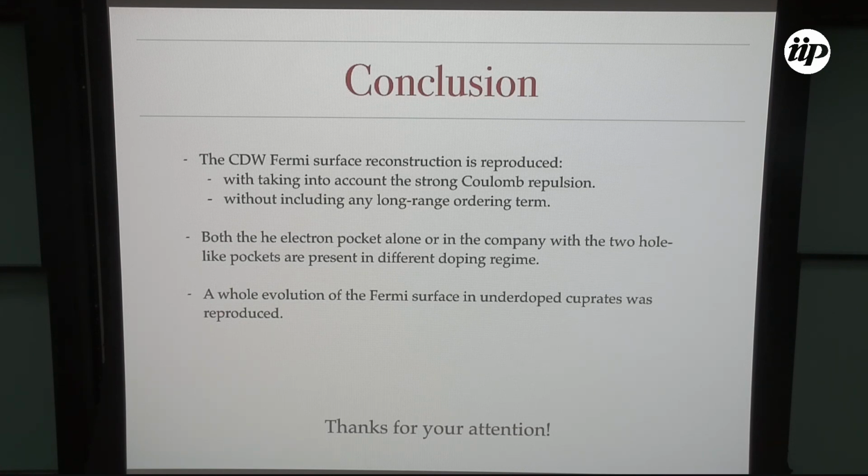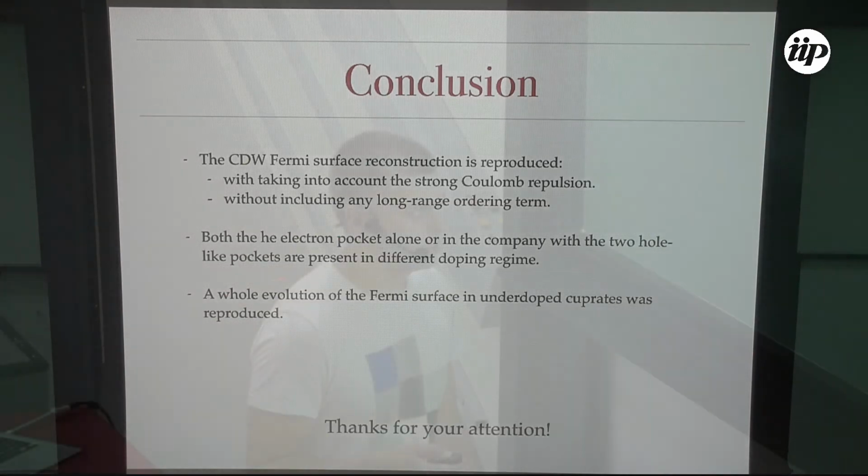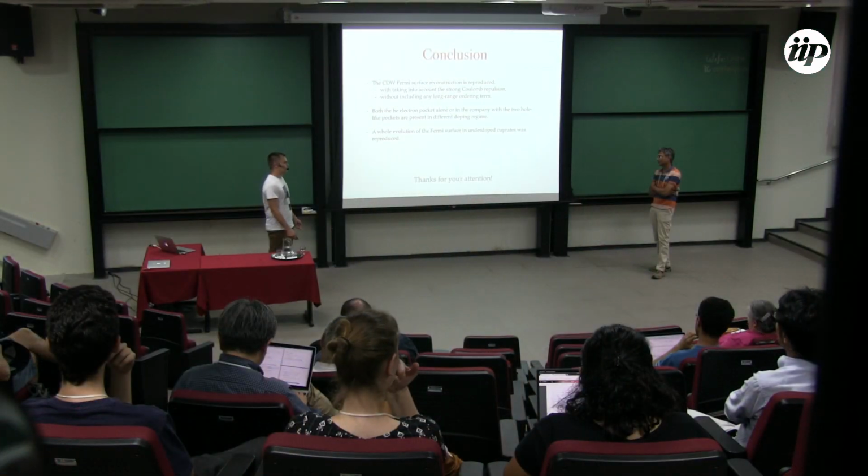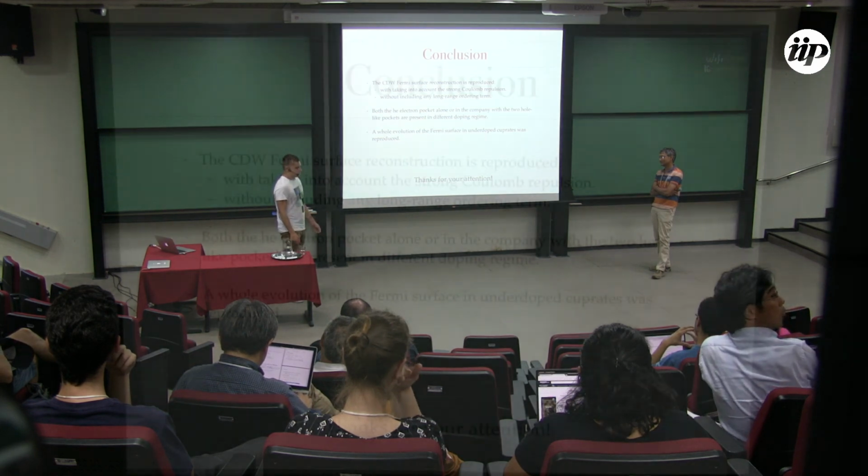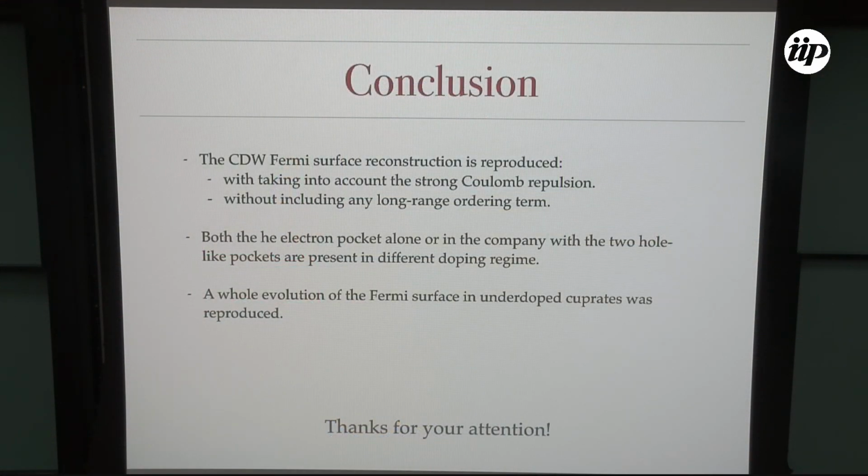We can conclude that the Coulomb repulsion is responsible for the forming of the Fermi-surface reconstruction in the cuprates, and also that both the electron pocket and the electron pocket plus two hole pockets can be present in the cuprates in different doping regimes.